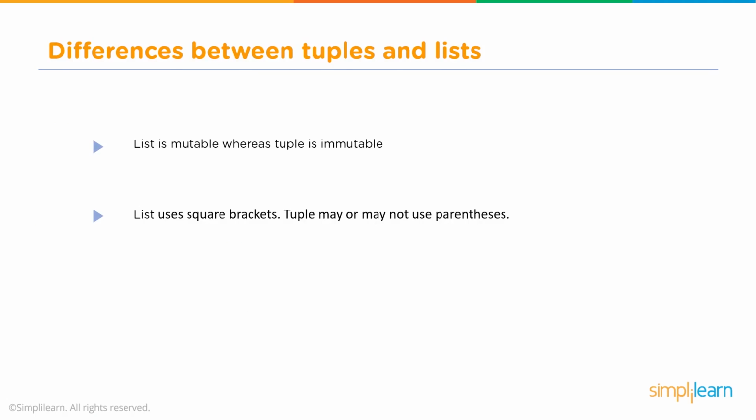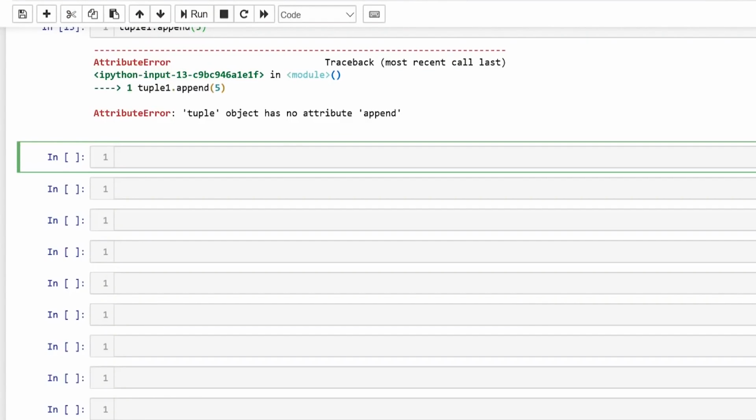And other than that, of course, you must have noticed the syntactic difference, which is that lists use square brackets and tuples may or may not use parentheses, or the curved brackets. So every time you print out a tuple or view a tuple, it's always got those brackets. But as you saw while creating a tuple, sometimes a comma is enough. So now let's access these elements in a tuple.